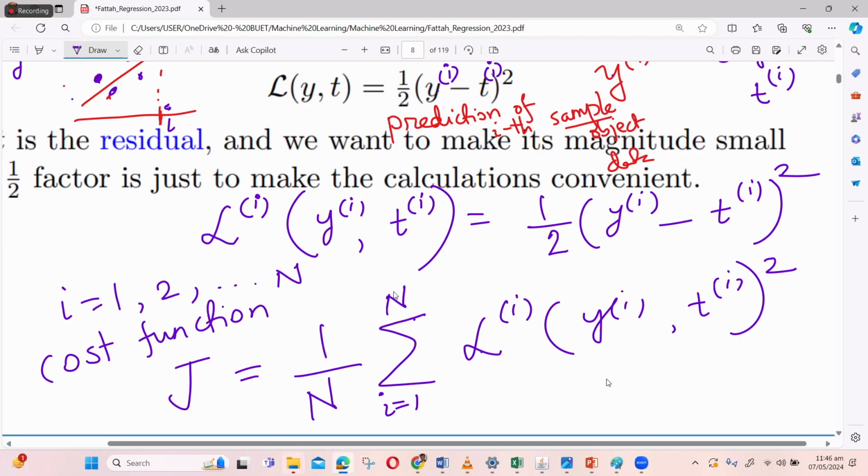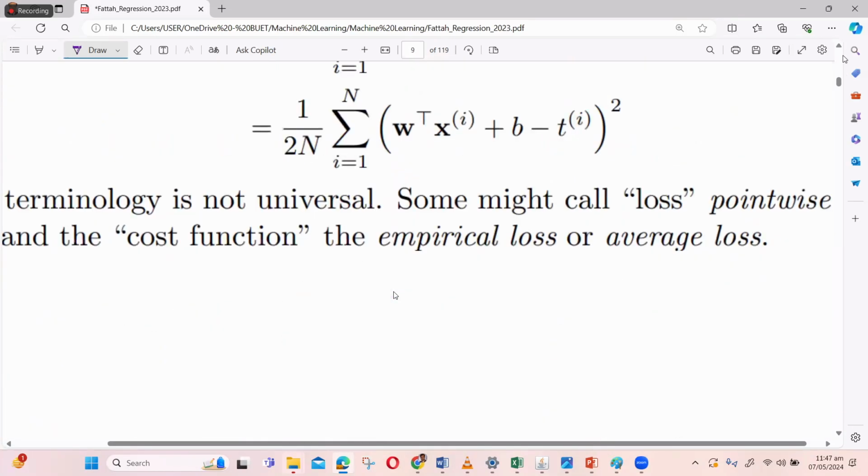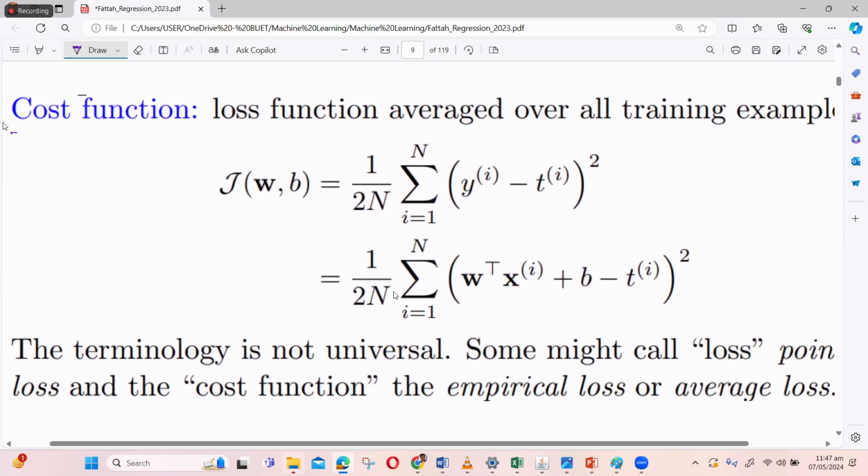I just made it wrong here. It is not good. This is like this. All the loss functions, if you join together, each loss function, each L, is basically half times (yi minus ti) whole square. There is a half in front. So you sum up from 1 to n and divide it by n. So this is the equation for your cost function.